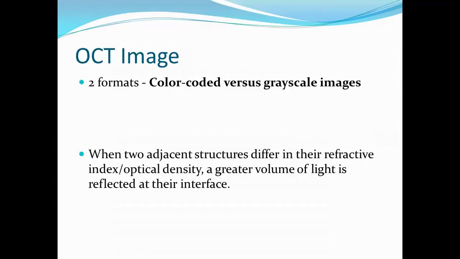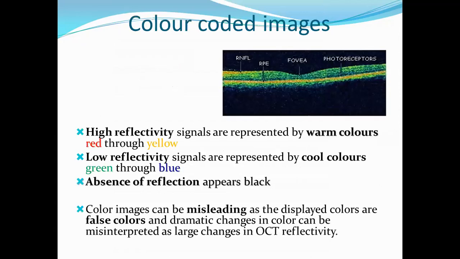Coming on to the OCT images, the OCT images come in two formats. It is either the color coded images or grayscale images. So in the color coded images, the structures which are highly reflective are represented by warm colors, like red through yellow. And the low reflective structures are represented by cool colors, which is green through blue. And whenever there is no reflection, the structure appears black.